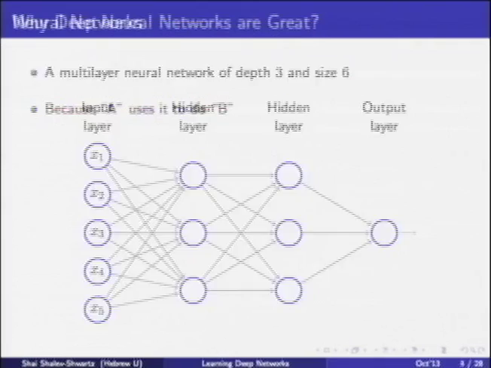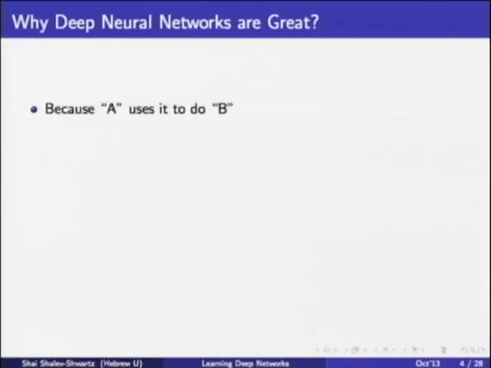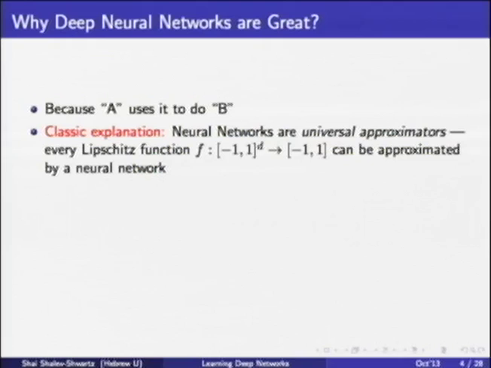So why should we care about deep neural networks? The first explanation, and actually this is the reason I started to think about neural networks, is because some guy A uses it to do some task B, and you should put in A and B whatever you like. But maybe this is not a sufficient explanation. So there are classic explanations because neural networks have been here for a while. And the classic explanation is that neural networks are universal approximators. This means that every function, under a Lipschitz assumption, can be approximated by a neural network. So in a sense, they are very powerful. But this explanation is not convincing.